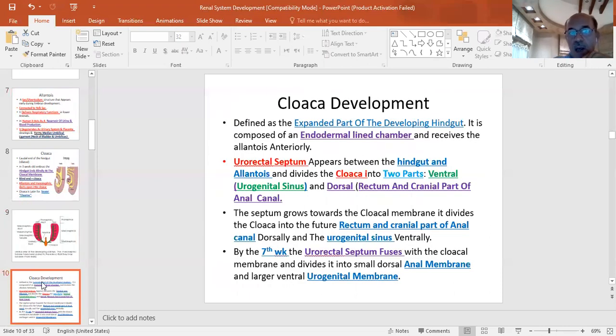All right. Now, during this cloacal development, there will be a urorectal septum. Now, urorectal septum, it divides between the lower portion of the gastrointestinal system, that is the rectal region, and the reproductive system. So actually, it gives two parts. The ventral part, which is the urogenital sinus, as I said, from this arise the reproductive system. And the dorsal part, from this arise the rectum and the anal canal.